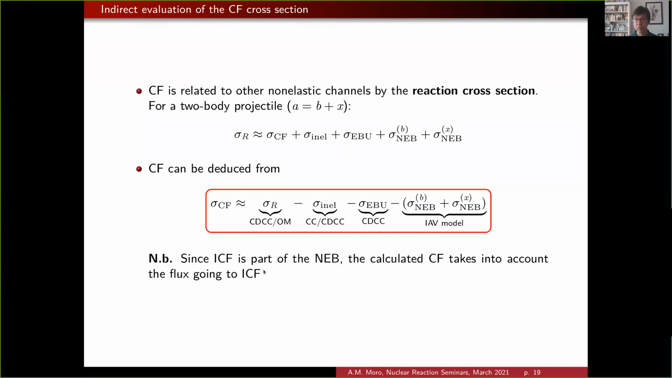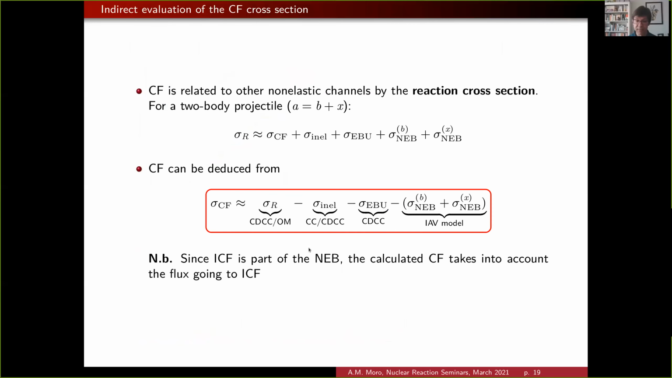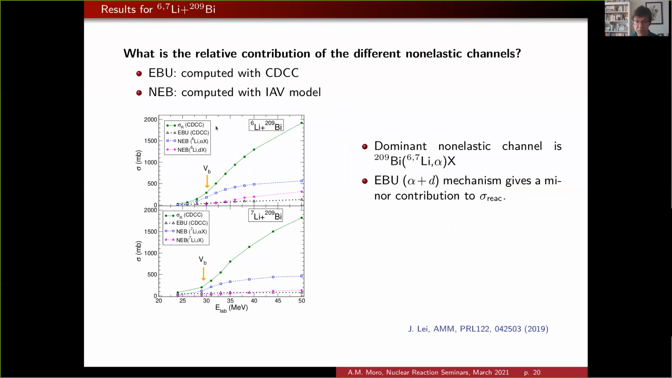By the way, this incomplete fusion, which has been assumed to be responsible for this suppression, is included in principle in the non-elastic breakup. So this non-elastic breakup accounts for the fusion of one of the fragments with the target, that is, incomplete fusion. So before showing the complete fusion, let me just show you the contribution of the different pieces for the two reactions that were analyzed by this Canberra group, lithium-6 on bismuth and lithium-7 on bismuth.